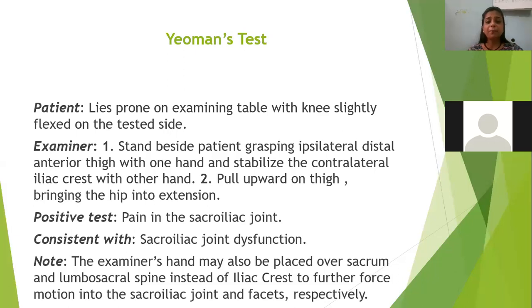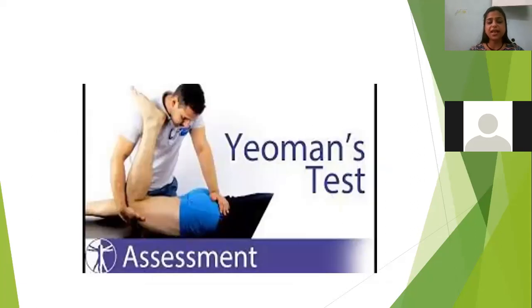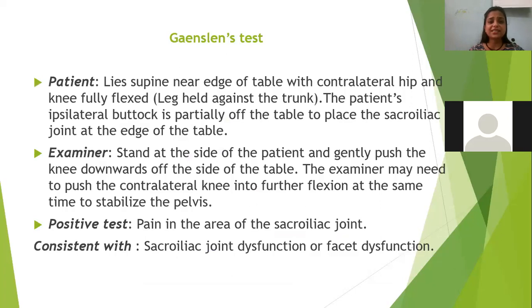The examiner may change the placement of the hand over the sacrum or lumbosacral spine instead of the iliac crest. In this way, the patient lies prone, one hand on the iliac crest and the other hand on the distal thigh, and we bring it into extension. If there is pain in the sacroiliac joint, it shows there is sacroiliac joint dysfunction. Then Gaenslen's test.